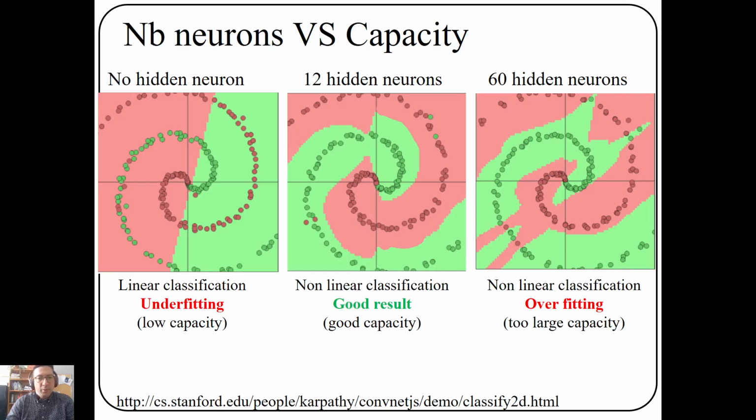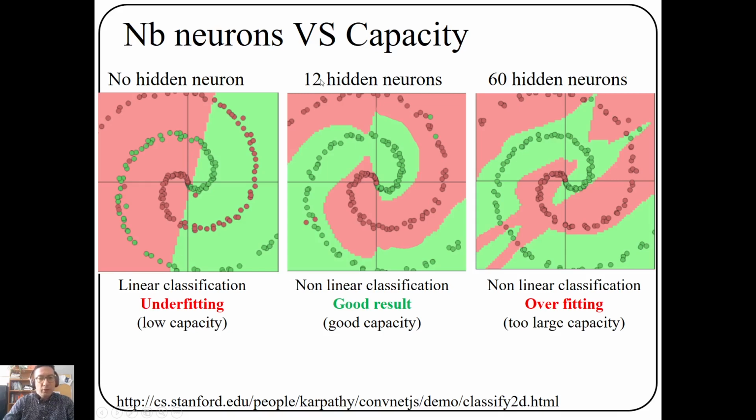So here is an example of no hidden neurons. Here we have a system that tries to separate these green dots from the red dots, which are obviously non-linearly separable. But since we have no hidden neurons, this system cannot perform well. In fact, it suffers from a phenomenon called underfitting. So the system is too simple for the data.